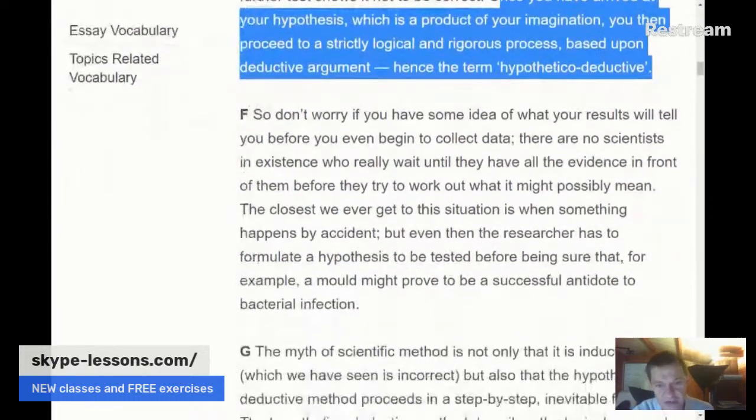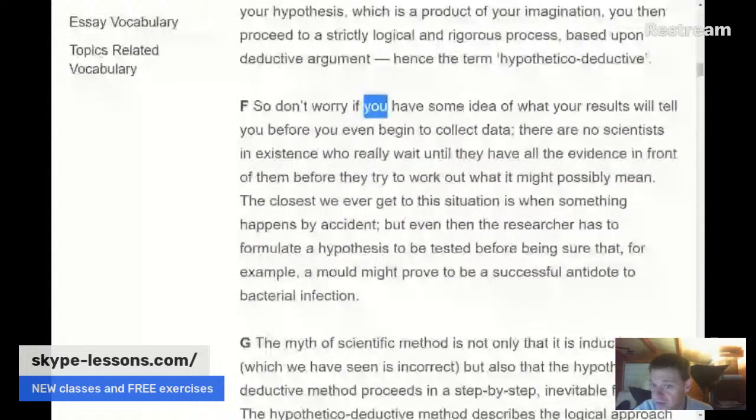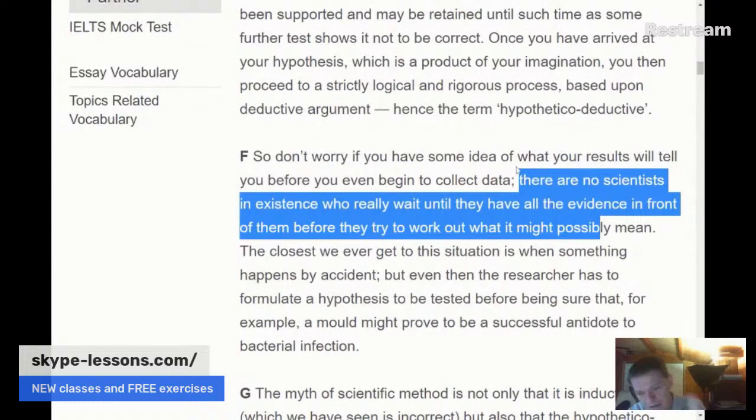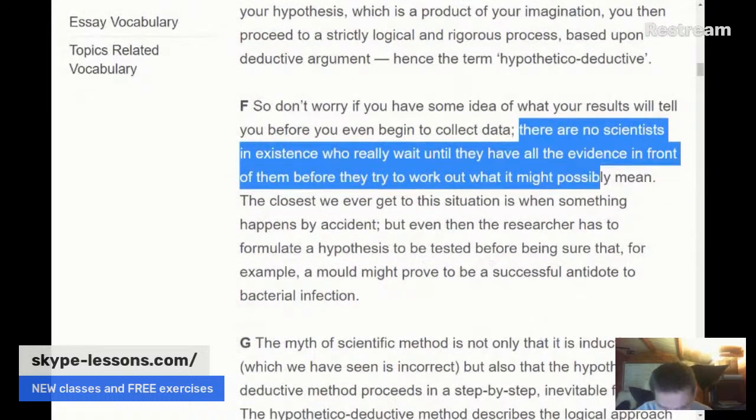Let's go on to F, which straight away mentions you as well. So this might be good. So don't worry if you have some idea of what your results will tell you before you even begin to collect data. So that does sound like advice. Yeah, it sounds like don't worry. If you've got some anticipation of the results, that you're like every other scientist. So chill out, relax, don't worry. It's some kind of advice. Yeah, it's saying that you are following the correct method if you have some anticipation of the results. And so please don't worry.